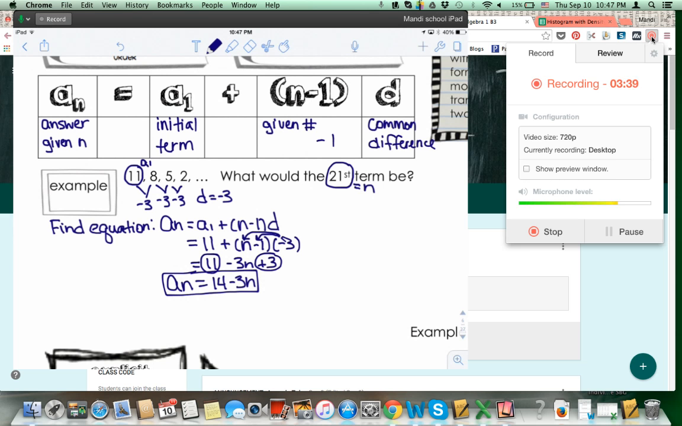We can take that equation and we can substitute in the 21st term. That's the n that we want to find. So just like we did with functions, we're going to say a sub 21. So a, when we substitute in 21, equals 14 minus 3 times 21. I'm just going to drop that whole thing into my calculator and get a sub 21 equals negative 41. So the 21st term would be negative 41.